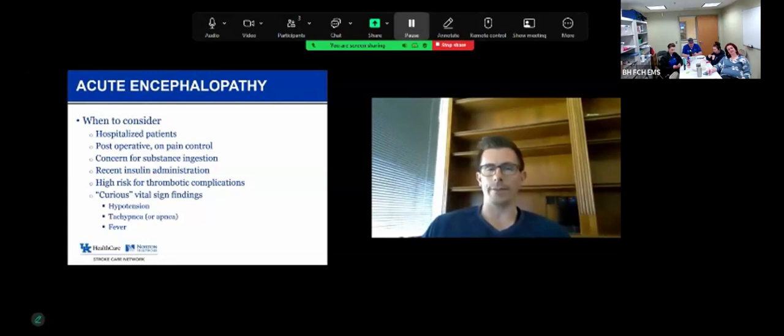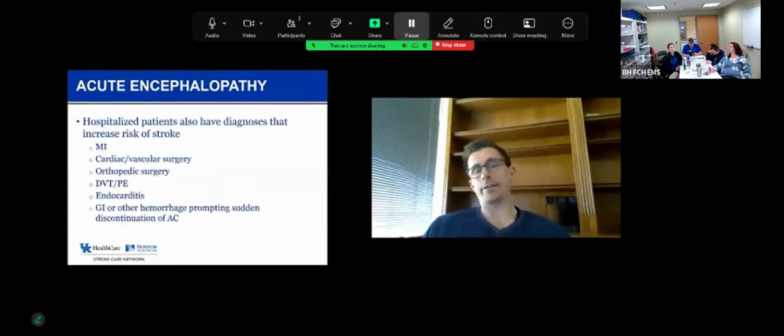And so we think about this a little bit when someone's acutely altered, but their blood pressure is low, or they're febrile, or they're doing something else that makes it look like perhaps they're just medically ill. Stroke patients tend to be more likely to be hypertensive. Fever in the setting of stroke should make you pause. And then on the other side of things, hospitalized patients are there with problems that also increase risk of stroke. So heart disease, surgery, blood clots, infections, all of these things increase risk of stroke. And so this is a very tricky one to sort out.